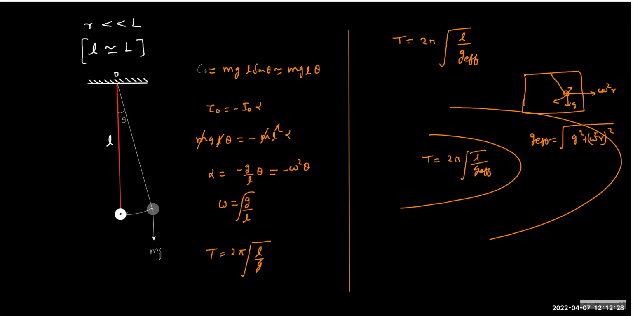Is it clear? So again, I'm leaving this as an exercise because we have done in the laws of motion how to find the g effective for a variety of situations. Lift, elevator, circular motion. And if you go in the water, then buoyancy will also come into the picture. So you have to change the answer in terms of the buoyancy aspect. Fluid mechanics we have done.